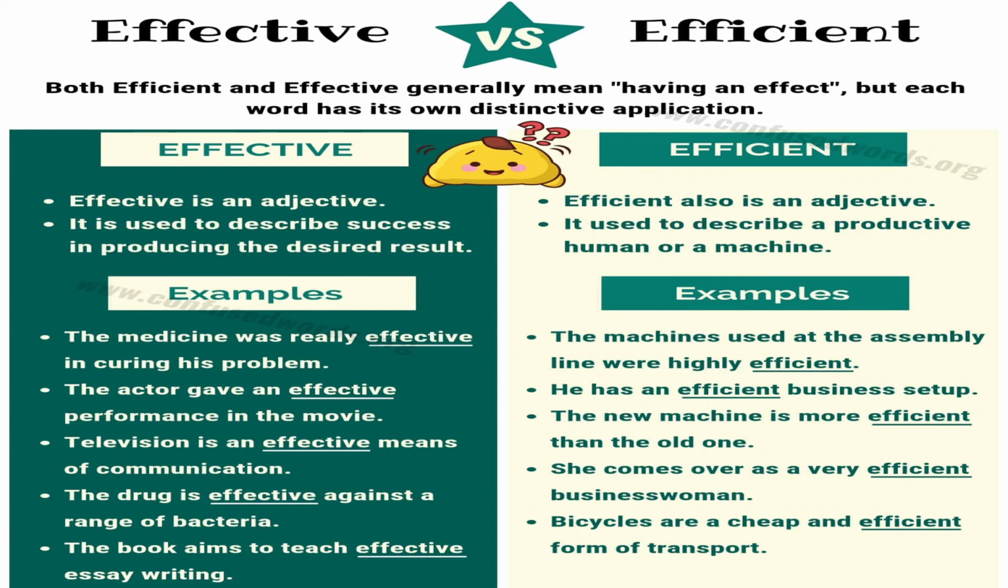Okay. In efficient, the definition of efficient will be, though efficient is also an adjective, it is used to describe a productive human or a machine. For example, the machines used at the assembly line are highly efficient. He has an efficient business setup. The new machine is more efficient than the old one. She comes over as a very efficient businesswoman, and bicycles are a cheap and efficient form of transport. So these are some examples that I quote for you people. So even in your exam you can quote these examples, and this will help you to understand more about the concept.